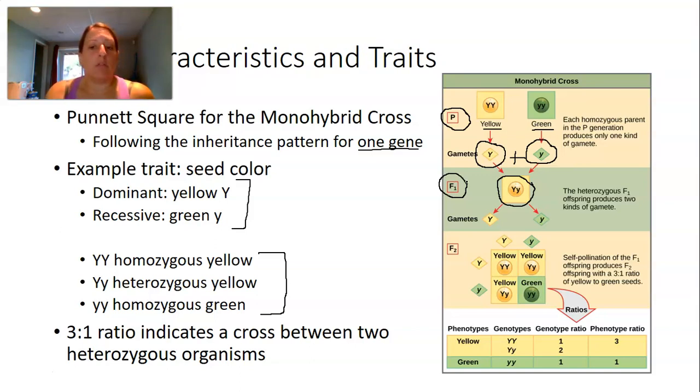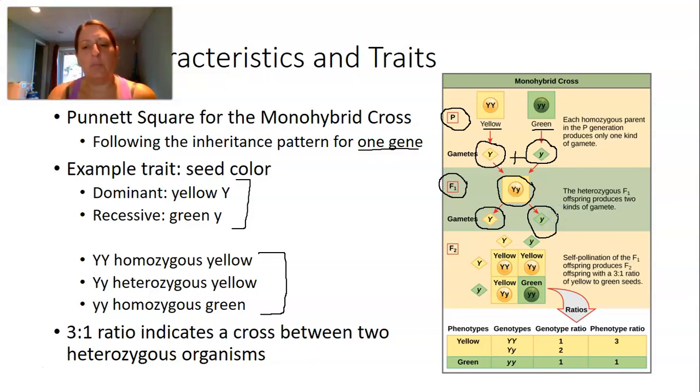Okay, so now what if we cross two of these plants? So again, take pollen from one, put it on the female reproductive structure of the other, or just allow self-fertilization. What's going to happen? Well, first we have to think about what kind of gametes this plant will produce. Half of its gametes will contain the big Y, the dominant allele, and half of its gametes are going to contain the little y allele.